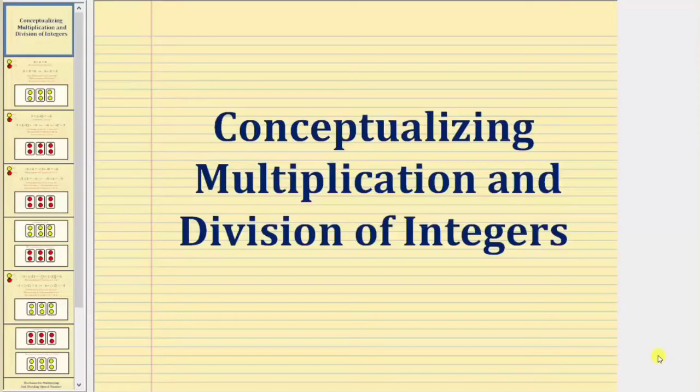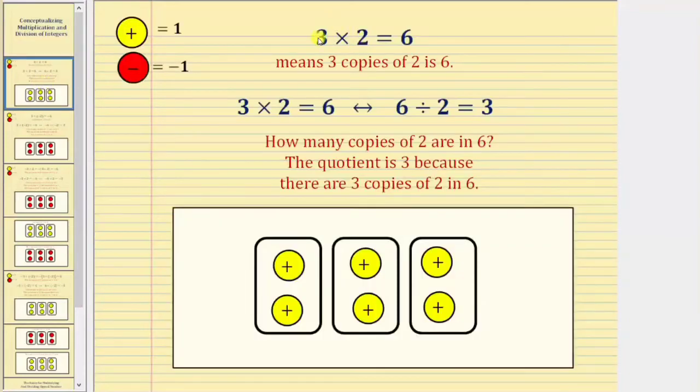Welcome to a lesson on conceptualizing multiplication and division of integers using color counters and the language of copies. We'll begin by considering the product 3 times 2 equals 6. One way to understand this product is to think of this as meaning 3 copies of 2 is 6. Using color counters, below we do have 3 copies or 3 groups of positive 2, which we can see is positive 6.